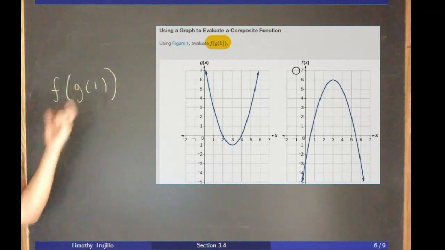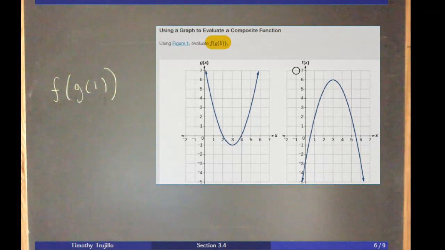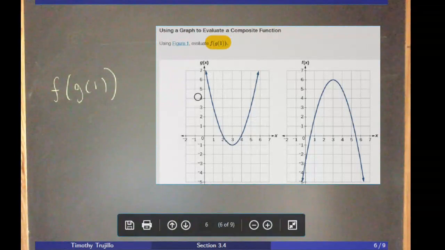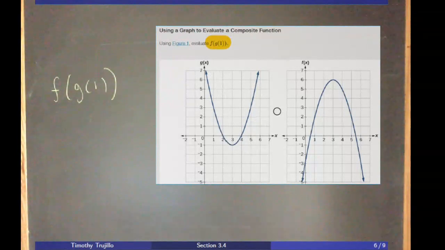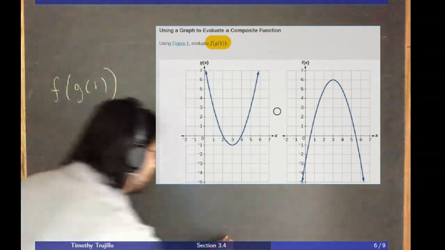In the chat, once you know what g of 1 is, toss it into the chat box, and we'll go from there. Remember, this is the function g. So what is g of 1? I should put that down here.